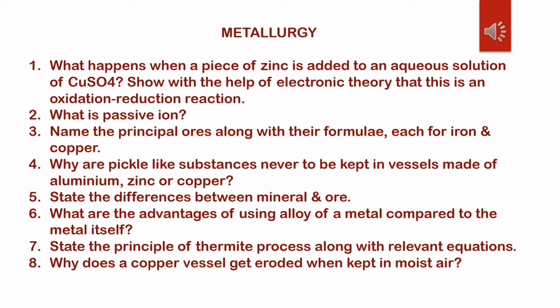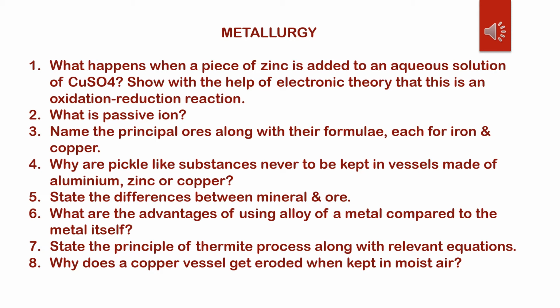plus Cu. Next, Zn atom loses 2 electrons to form Zn2+ ion, that is oxidation. On the other hand, Cu2+ ion accepts 2 electrons to produce Cu atom, that is reduction. So, loss of electron, that is minus 2e, that is oxidation. So, Zn plus Cu2+ arrow Zn2+ plus Cu. Zn is the reducing agent, Cu2+ is the oxidizing agent. Gain of electron, that is plus 2e, that is reduction.